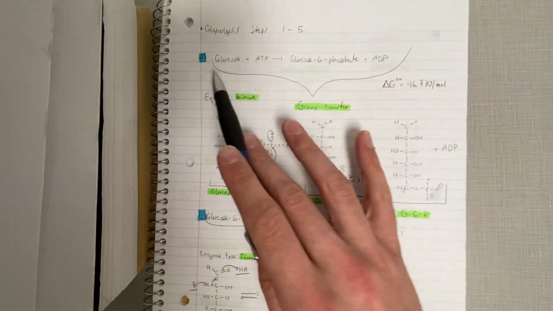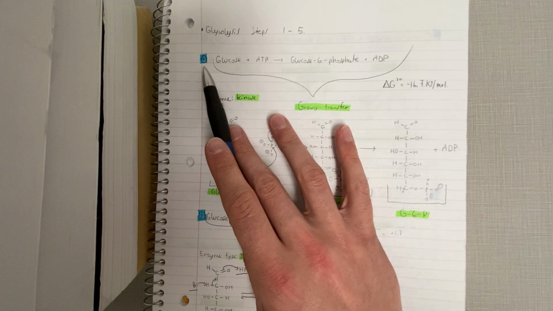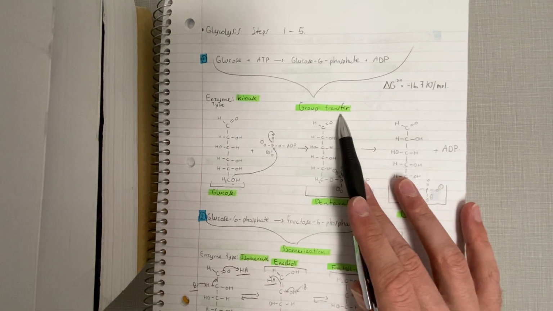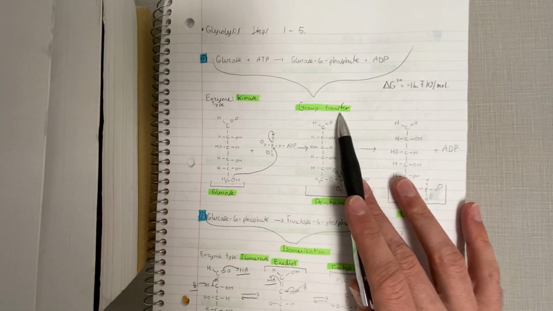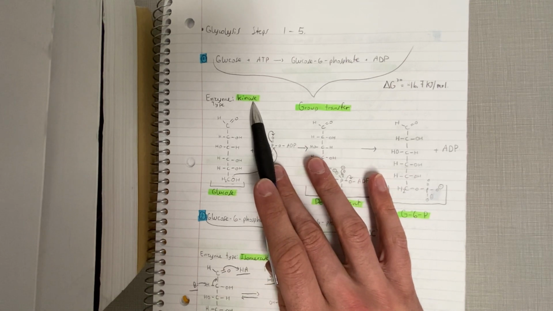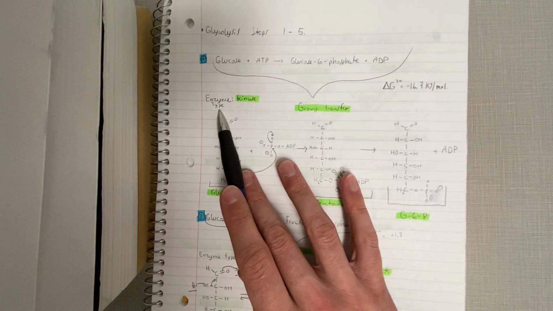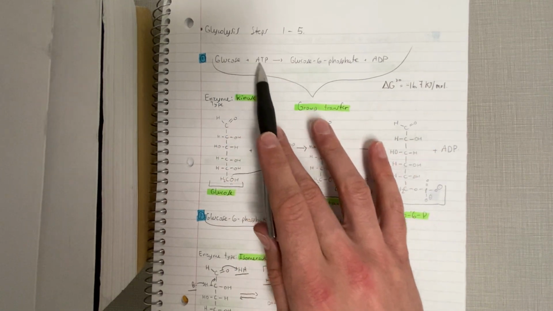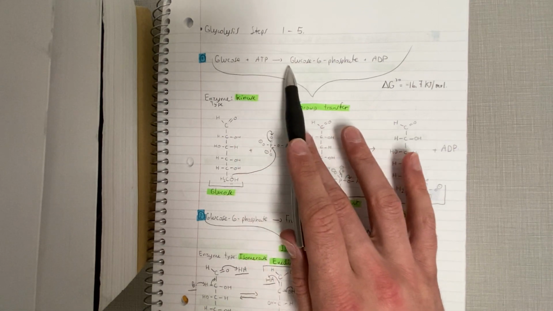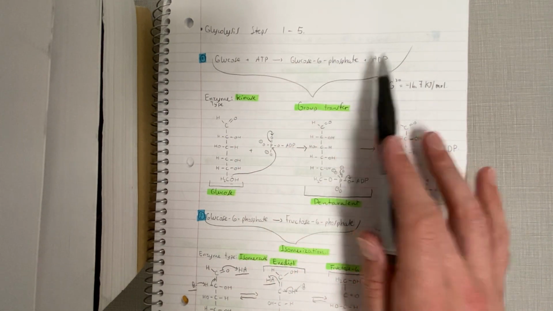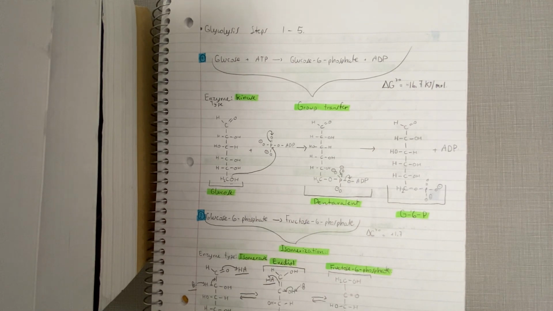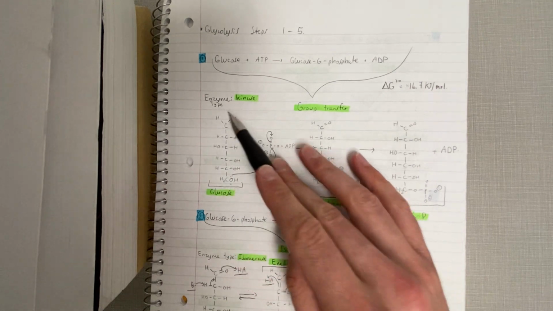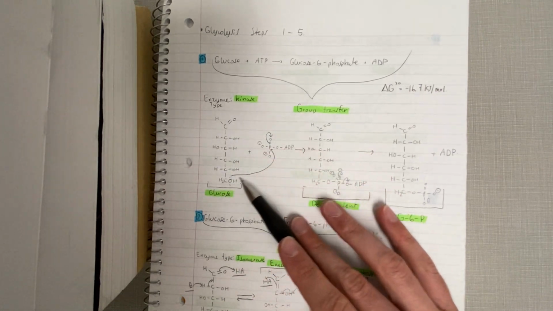So for the first step in glycolysis, it's going to be a group transfer reaction with the enzyme type being kinase, and it's going to use ATP to create glucose 6-phosphate and ADP. So how does this work? Here is a glucose molecule in the Fischer projection.